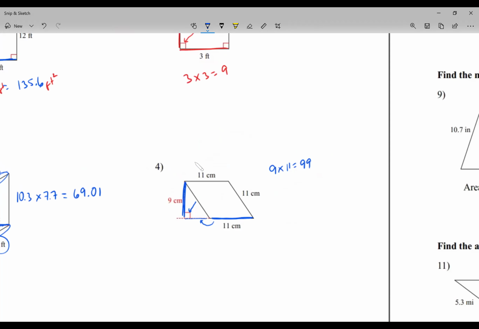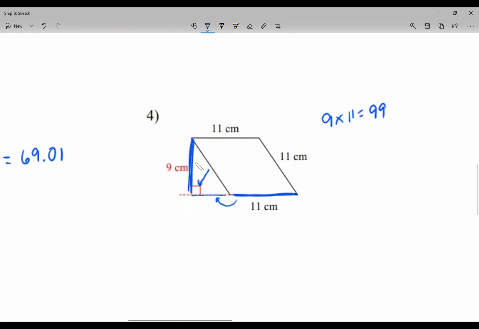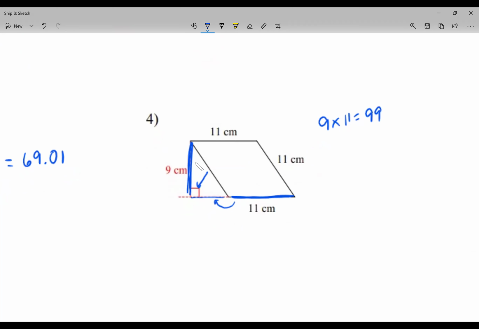Now, the reason why we call this a parallelogram, again, it looks like a slanted rectangle. The top side and the bottom side are parallel, and then the left side and the right side are also parallel. So that's what we call a parallelogram. But again, what you're looking for is the 90-degree angle.